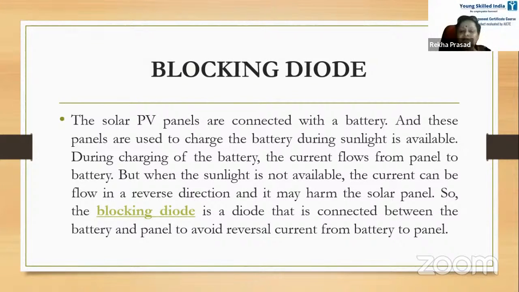This is quite easy to understand. Because when there is sunlight, the current comes from the sunlight to the panel, but when there is no sunlight, it will be reversed and that will harm the panels. So a blocking diode is used. This is a sort of diode so that the flow of current is not reversible.